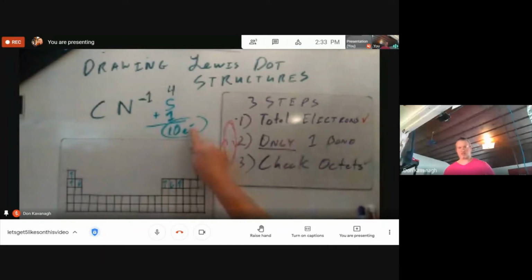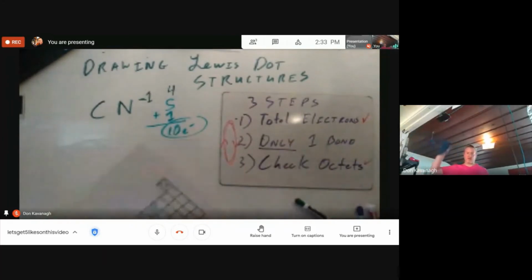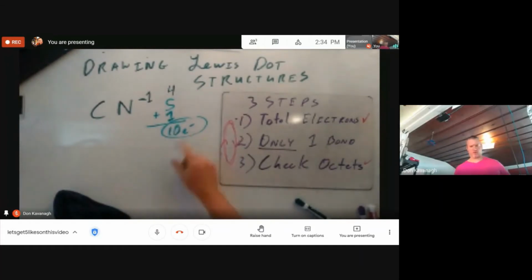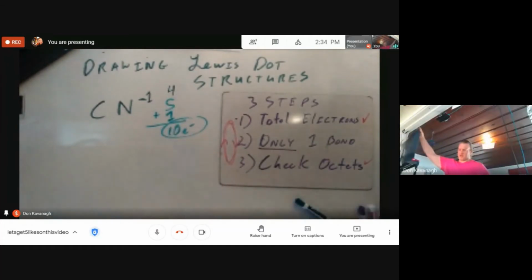Note that this is an even number for a lot of Gen Chem examples. If you get an odd number, you might be drawing what's called a radical, and you should be told that you're drawing a radical or something like that if you have an odd number of electrons there.